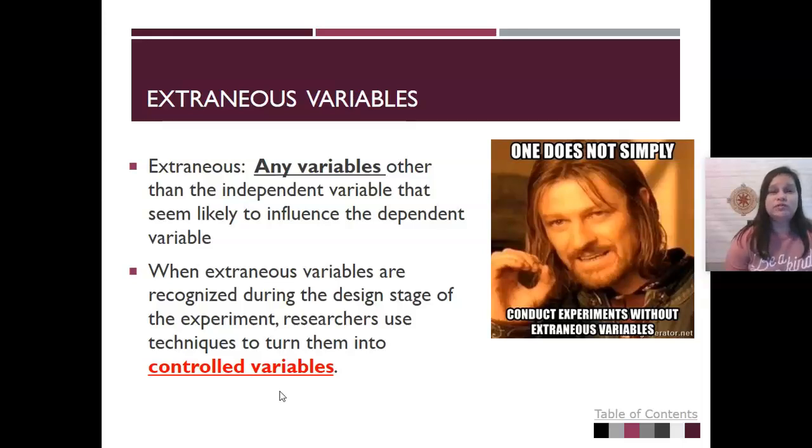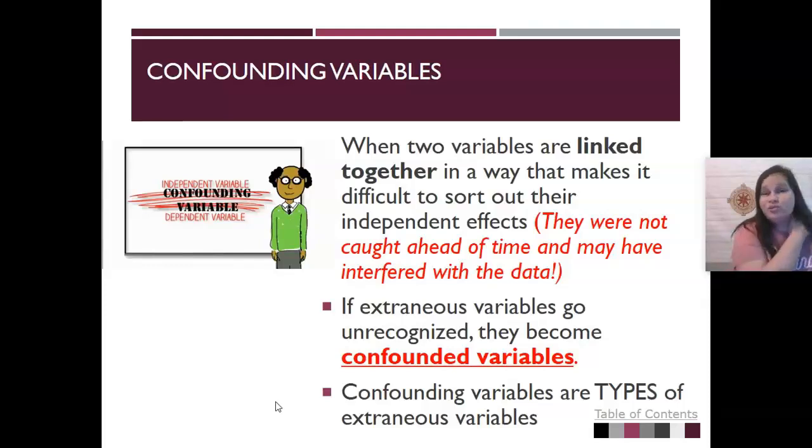Then we call those extraneous variables controlled variables, because we predicted, oh, this factor may get in the way. What can we do to prevent that from interfering with our experiment? But sometimes we don't know about an extraneous variable. Something just pops up randomly, or we just couldn't have predicted that, and then it does interfere. So when we've ended our experiment, we realize there was another variable that got in the way, and we would call that a confounding variable. So a confounding variable was not caught ahead of time, and it may have interfered with our data. We'll give some examples here in just a second.